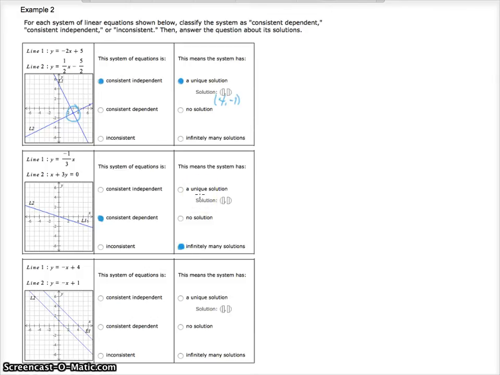And lastly, I've got two lines, and they're parallel. They're the exact same slope. This is going to be an inconsistent solution. And think of inconsistent as there's nothing consistent about it, so that there are no solutions. Alright, that's it. Just remember to look for your solution types first, then choose the proper system, and then choose the proper solutions.